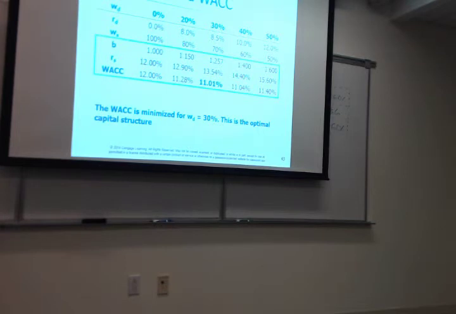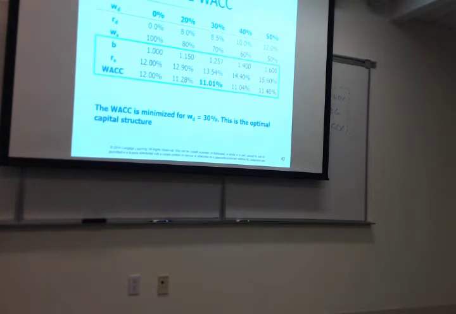30% debt, outstanding. 30% debt is the optimal capital structure for this firm. So we've done it. Just have a few more details to clean up. To review, let's take a look at all these different rows.